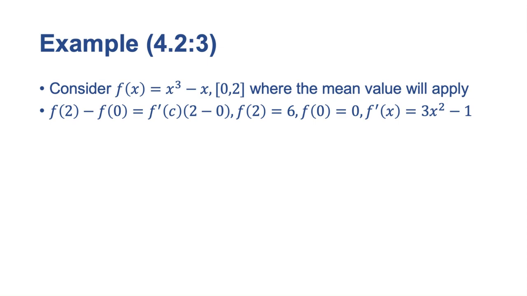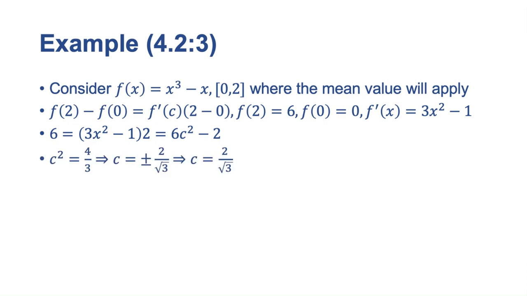And of course, that is just some simple polynomial differentiation that we covered a while ago. Okay, so now we are going to simplify the equation that we see here on the left-hand side. And we are going to get 6 equals 3x squared minus 1 times 2 equals 6c squared minus 2. Okay, so now we can solve for c here, and we will get that c squared equals 4/3.